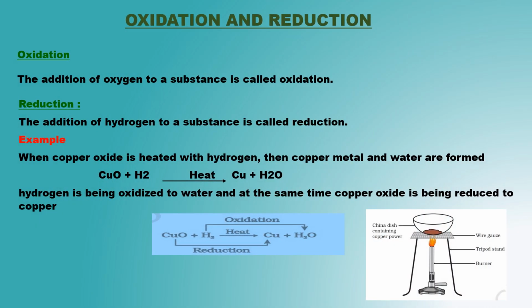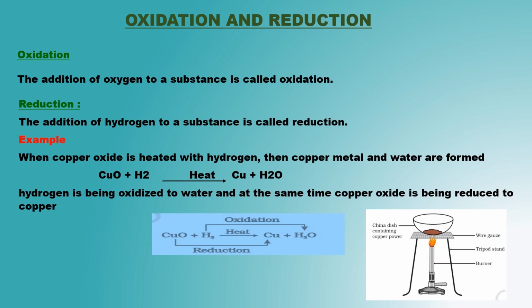Oxidation and reduction. Oxidation: the addition of oxygen to a substance is called oxidation. The removal of hydrogen from a substance is also called oxidation. Reduction: the addition of hydrogen to a substance is called reduction. The removal of oxygen from a substance is also called reduction. The process of reduction is just the opposite of oxidation.